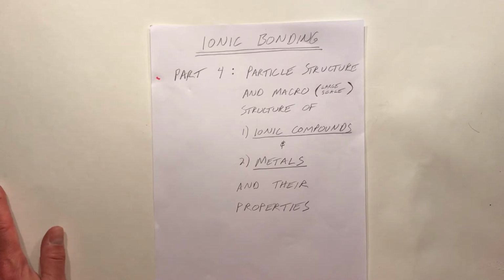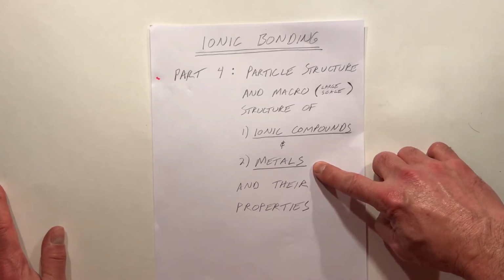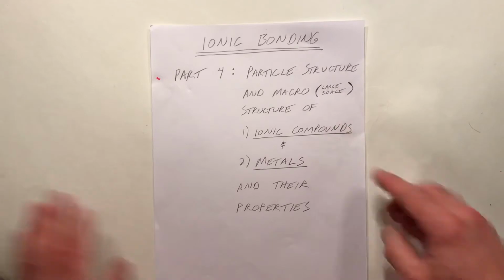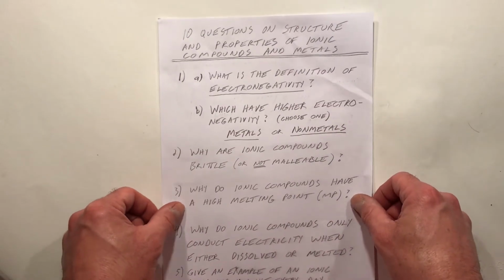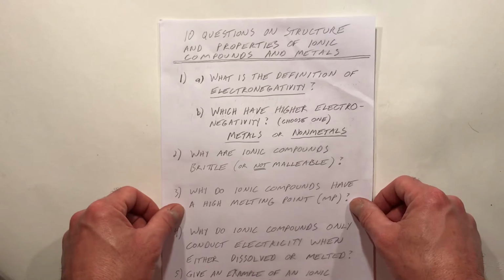of the compounds. Now, metals are involved in this unit, not because metals are ionic compounds, but it's pretty traditional to study metals right after you study ionic compounds, so we'll include them in this unit. At the end of this video, you should be able to answer these 10 questions.